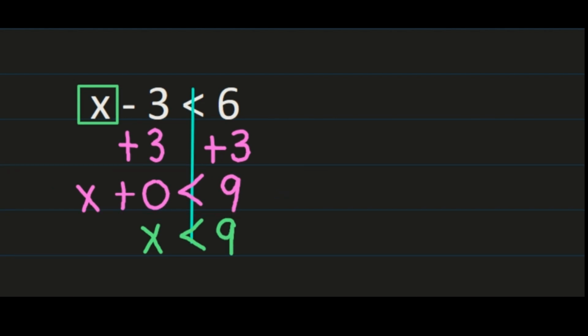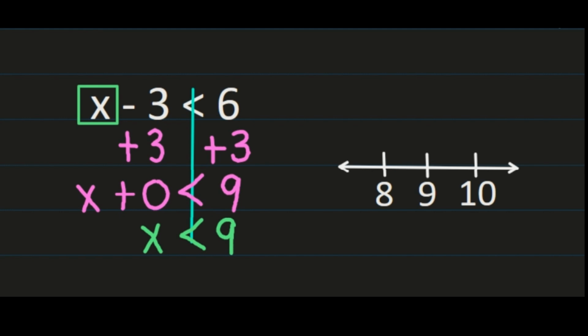So if we did negative 3 plus 3, I'm not going to show the 0 anymore. So we have x is less than 9, and a lot of us are going to be required to show this in a number line. So notice on 9, I put an open circle. We don't have x equals 9, so we can't use that closed circle. We have to use an open circle because x can be right up until 9, but it can't be 9.